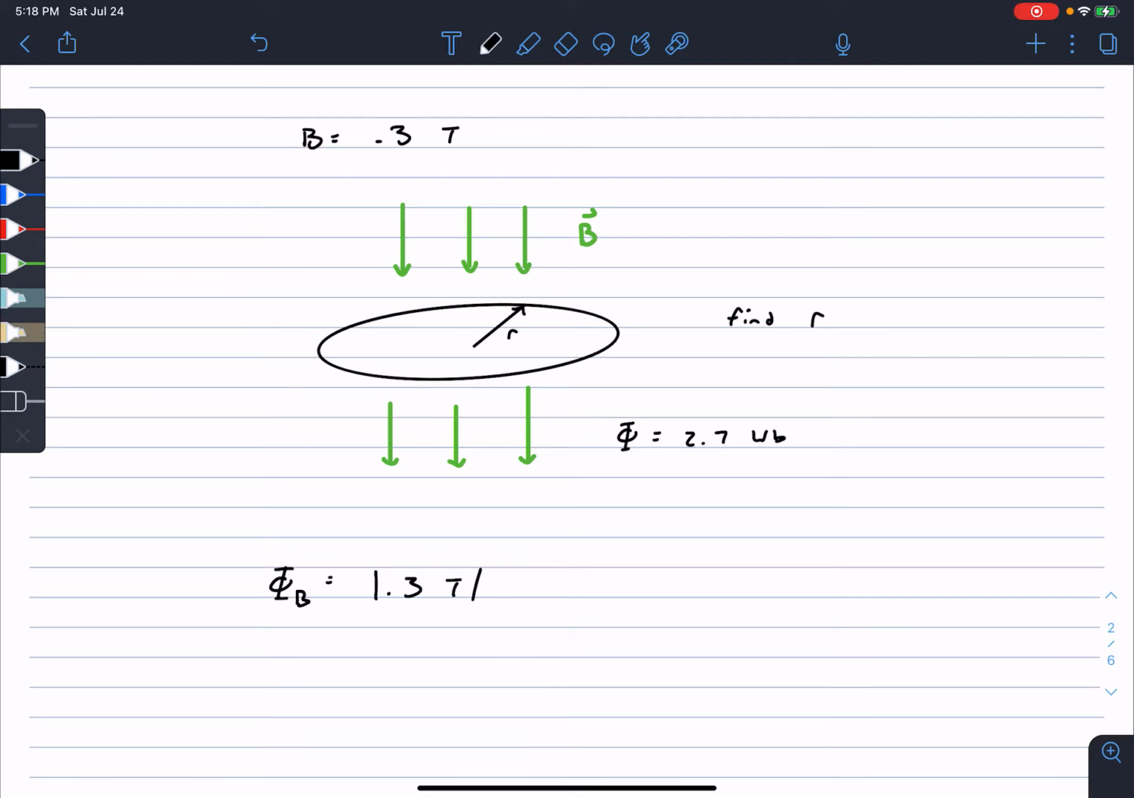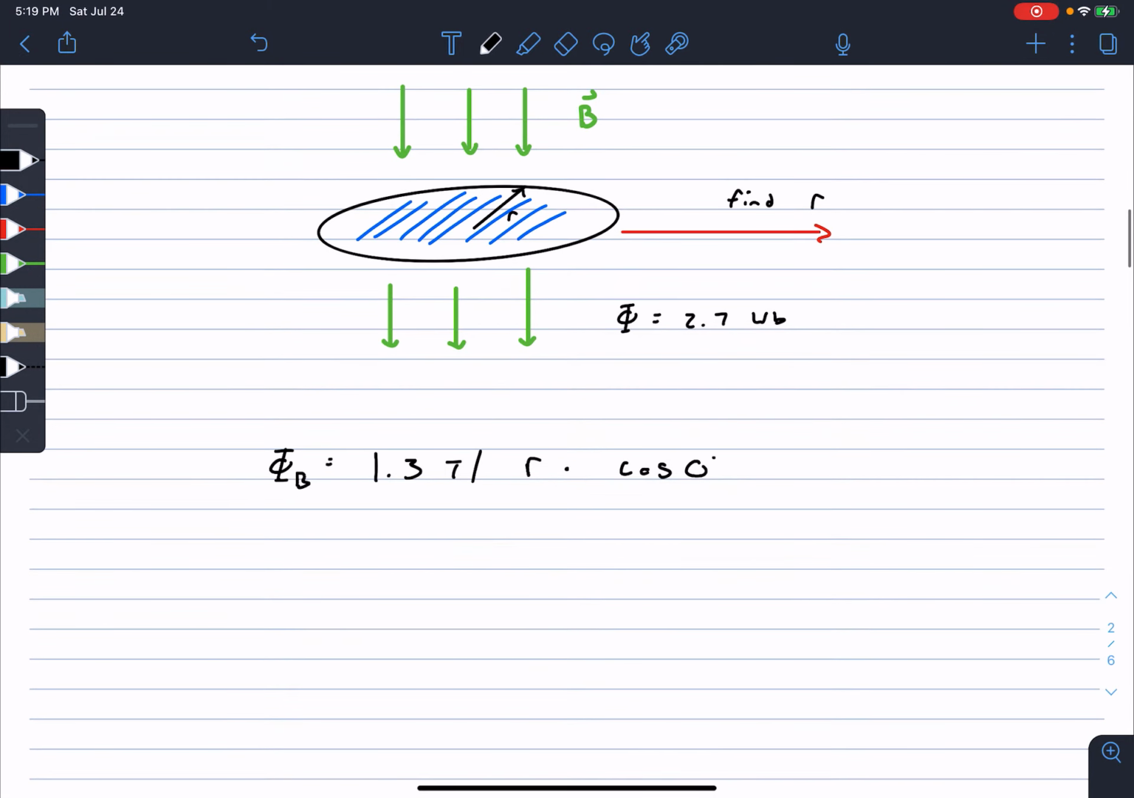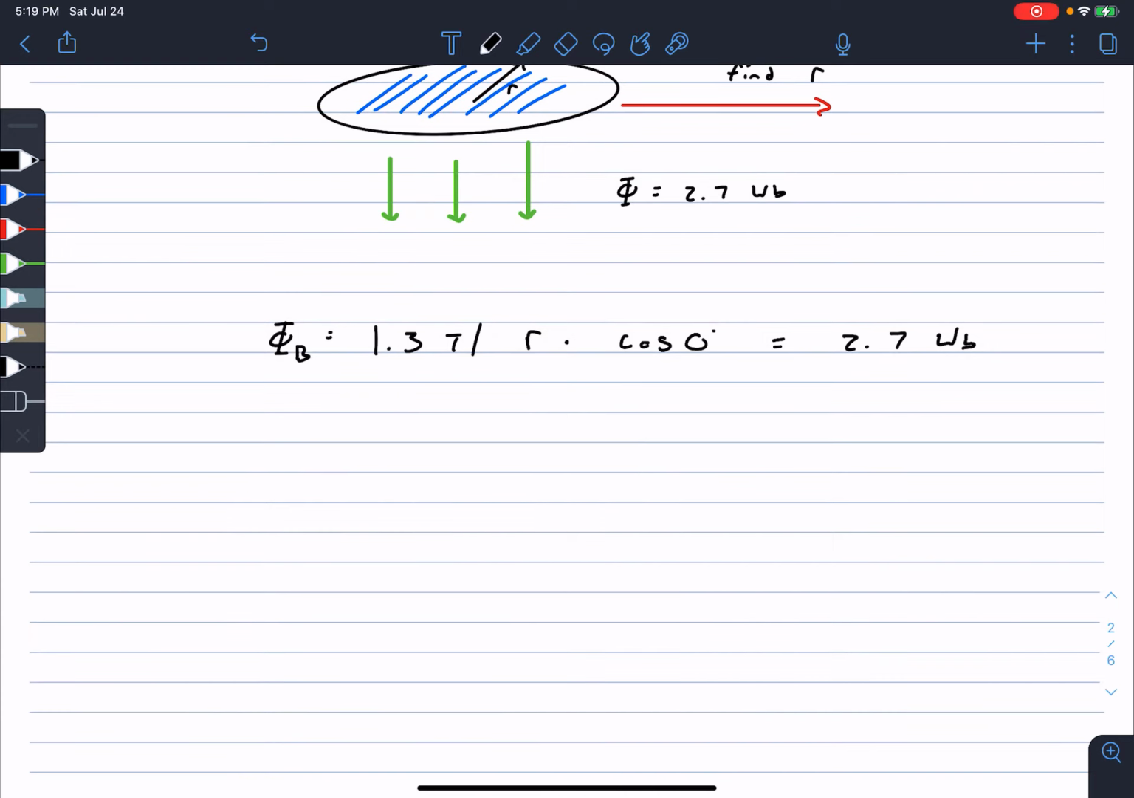We know that the angle between them is going to be 0 degrees, again because the plane of this area is going to be parallel to some current producing wire that's making the B field come this way, right? So that's cosine of 0. And that's going to be equal to 2.7 Weber, right? So then we just, oops, this is area, not R, my bad.